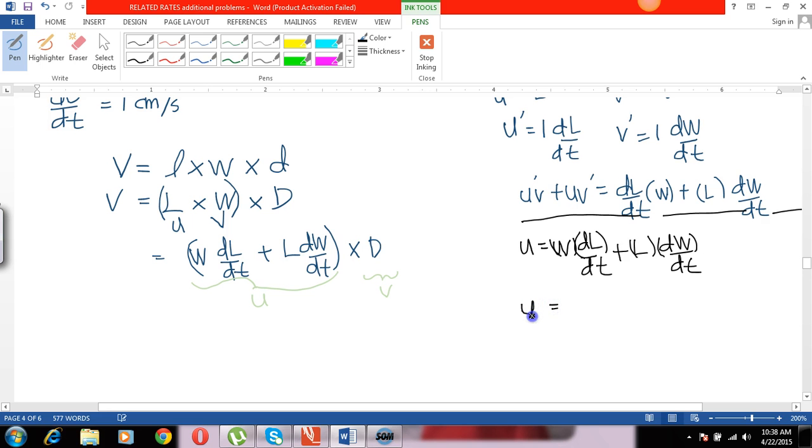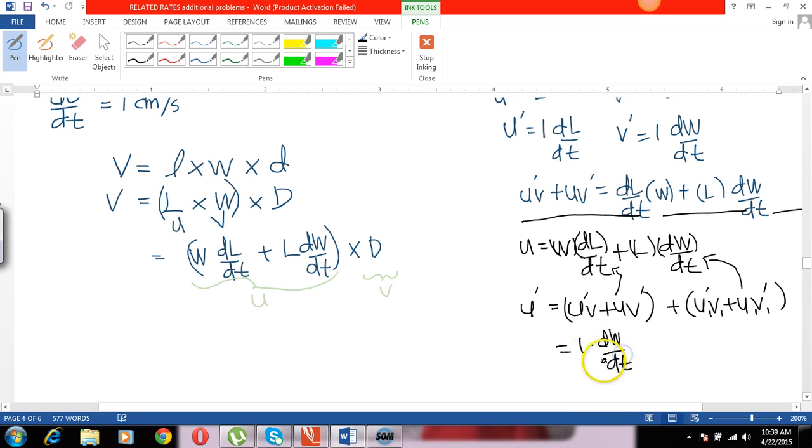Alright, so U prime equal to, we have U prime V plus U V prime for the first function, plus U prime V plus U V prime for the second. Okay, this refers to this, this refers to this. So U prime for this is U equals W, differentiate W, we get 1 times dW over dt, right, for U prime.